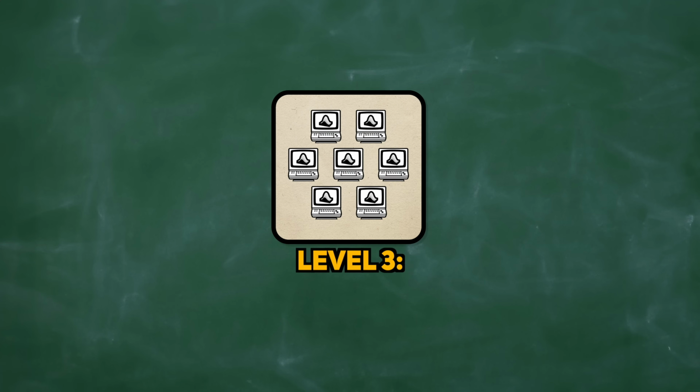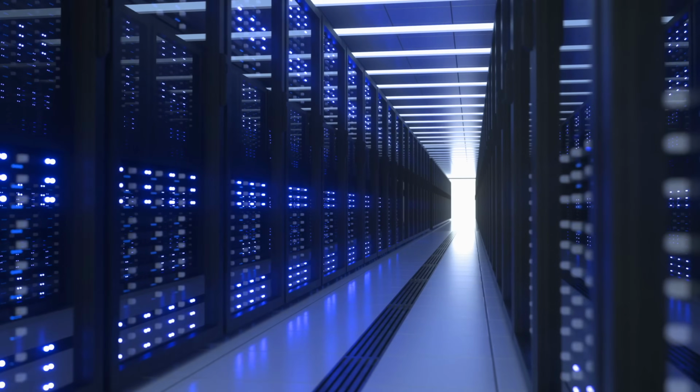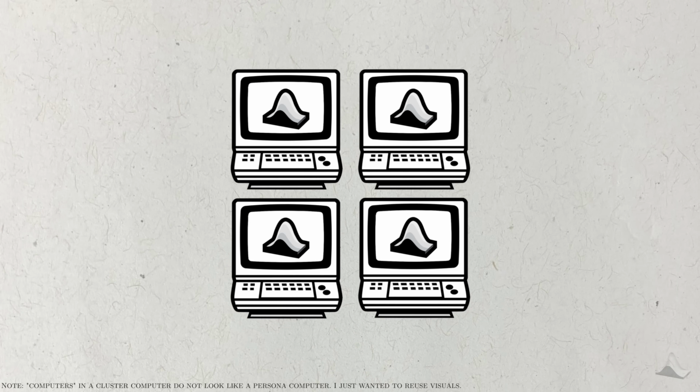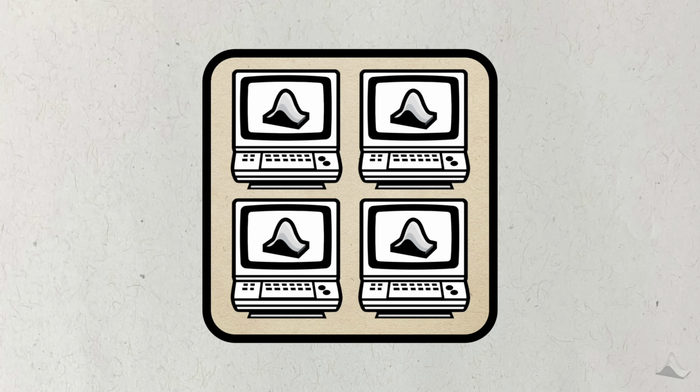At this level, we need a high-performance computer, or HPC for short. For the purposes of this video, I'll be using it to refer to a cluster computer. Like its name suggests, a cluster computer is a group of computers that work together as a single unit. In addition to these computers, there's usually some sort of software that helps to coordinate how work is distributed to the individual computers in the cluster.